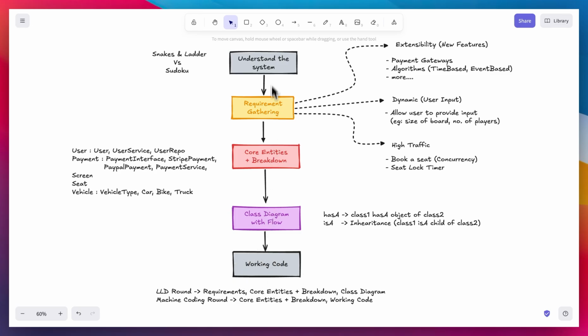These 5 steps would help you in your LLD round and in your machine coding round as well. Because the expectation in the LLD round is to write down the requirements properly, to write down the entities, and to explain the flow to the interviewer. And in the machine coding round, the expectation is to write down the working code. In all the LLD videos, we would be covering all these steps. That's why it would be helping you in your LLD and machine coding round.